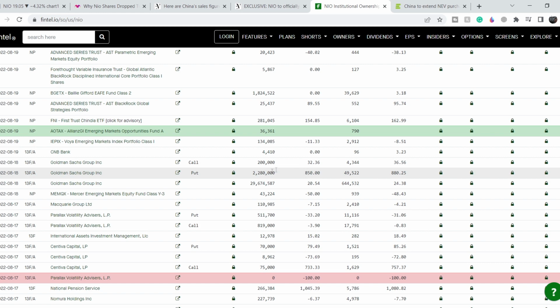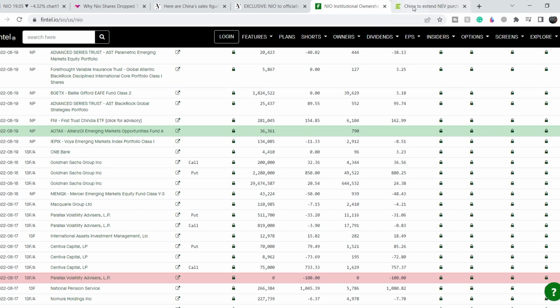And I don't want to dive deep into these numbers. Felix from Felix and Friends YouTube channel explains perfectly well this position. All in all, I have to say that this increase in the long position of Goldman Sachs group shows the medium and long-term potential for NIO.